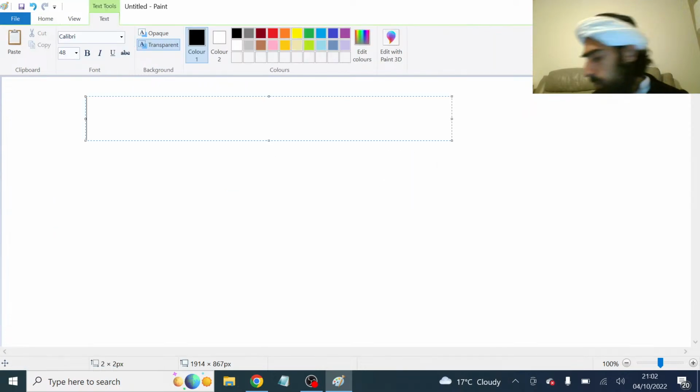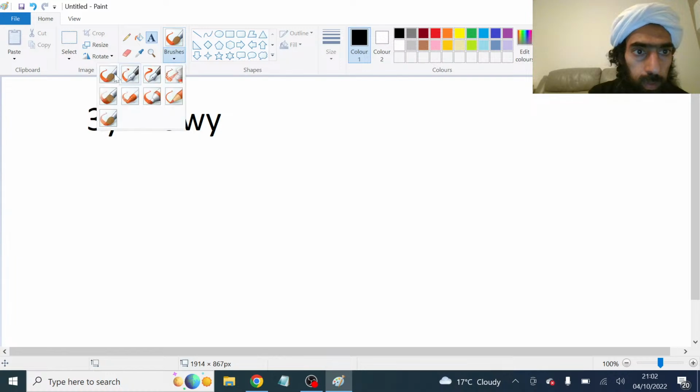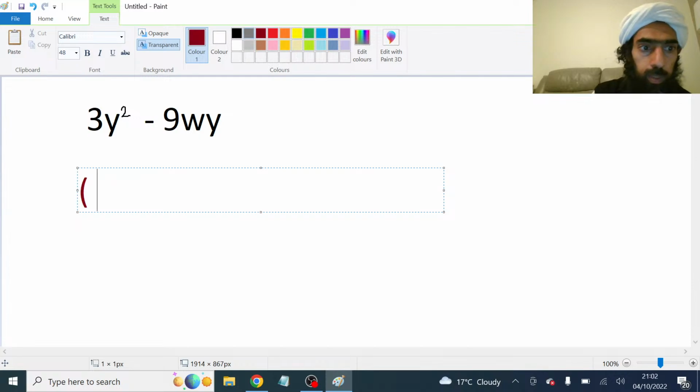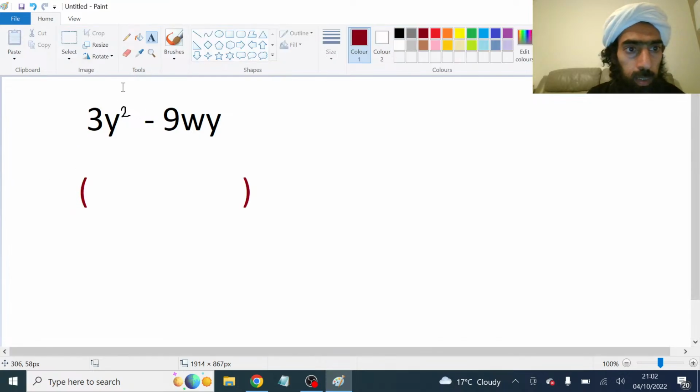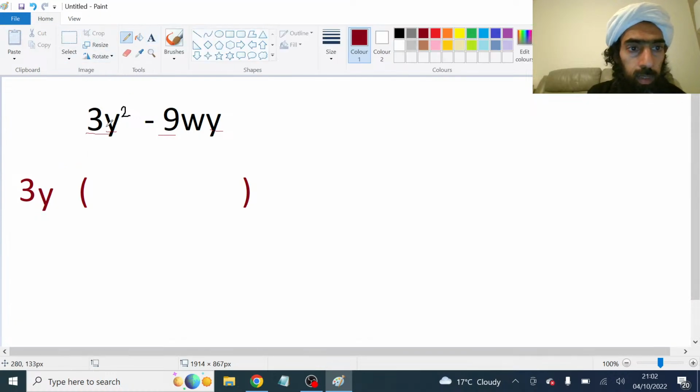Let's go to the next one. This is 3y squared minus 9wy. Similar technique. We know it's single brackets, so look for the common factor that we can put at the beginning. Looking at the numbers, 3 and 9, the common factor is 3. Looking at the y, the first letter we see, we've got y squared here and a y here, so the common factor is y. Then we have w here but no w in this term, so we're just going to keep to 3y, no need for the w.